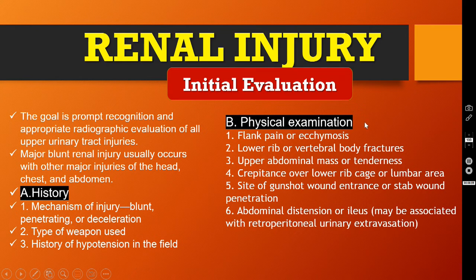Coming to the physical examination, you have to ask the patient whether the patient is having any flank pain, or you are seeing any ecchymosis in the flank. And look for lower rib or vertebral body fractures. Look for upper abdominal mass or tenderness in the upper abdomen. Look for evidence of crepitance over the lower rib cage or the lumbar area. Site of gunshot wound entrance or the stab wound penetration you have to examine. And you have to look for any abdominal distension or ileus. This is usually associated with retroperitoneal urinary extravasation.